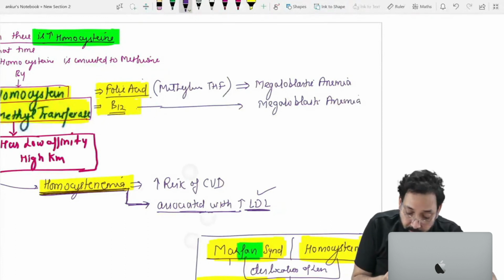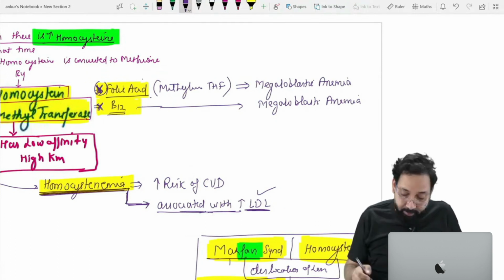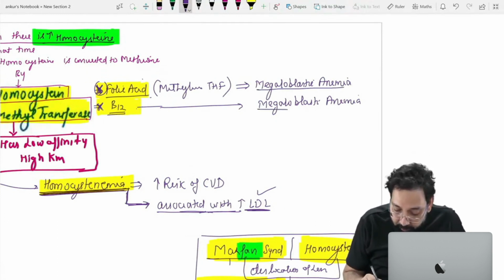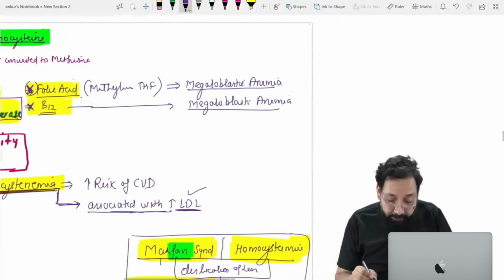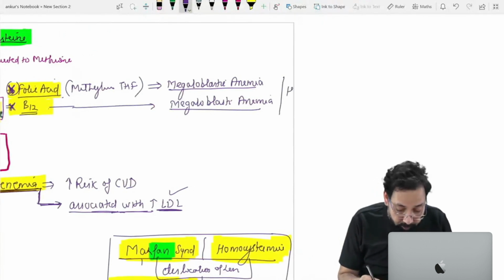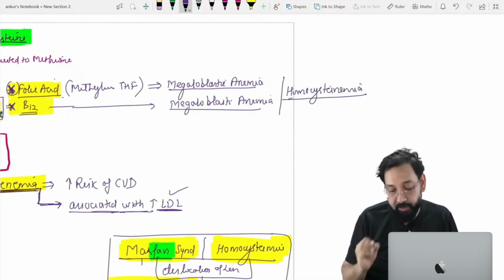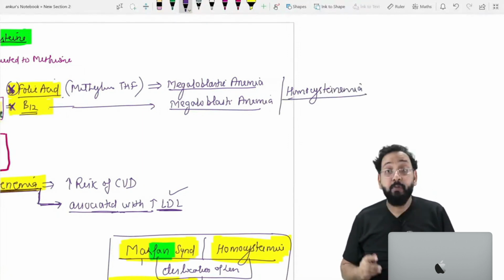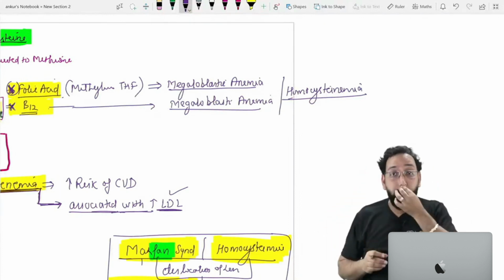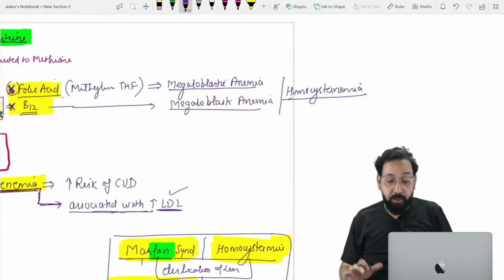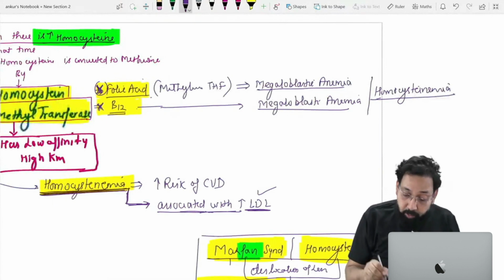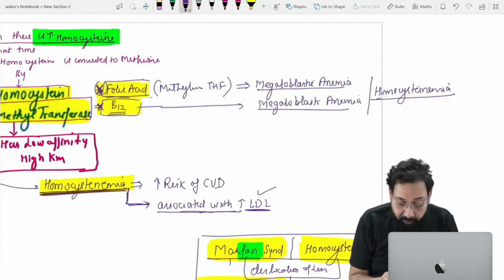In folic acid deficiency and B12 deficiency, megaloblastic anemia and homocysteinemia may both be present. So we found that megaloblastic anemia and homocysteinemia may present in both folic acid deficiency and B12 deficiency.